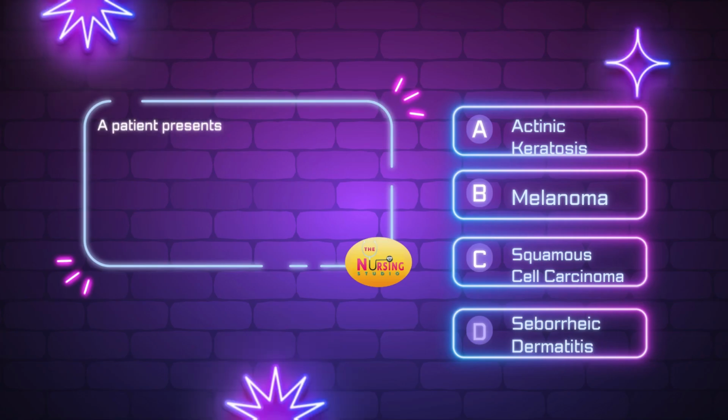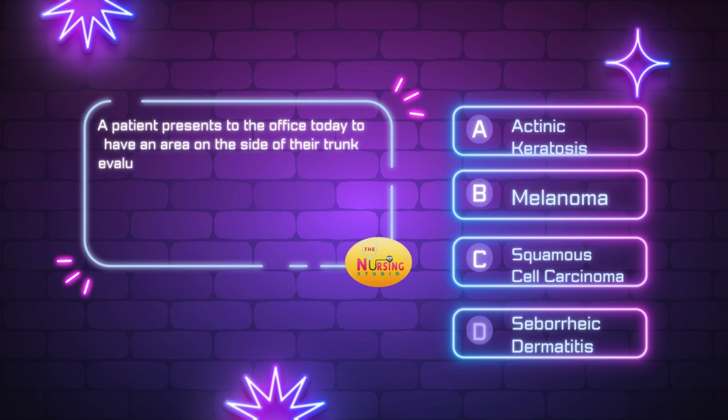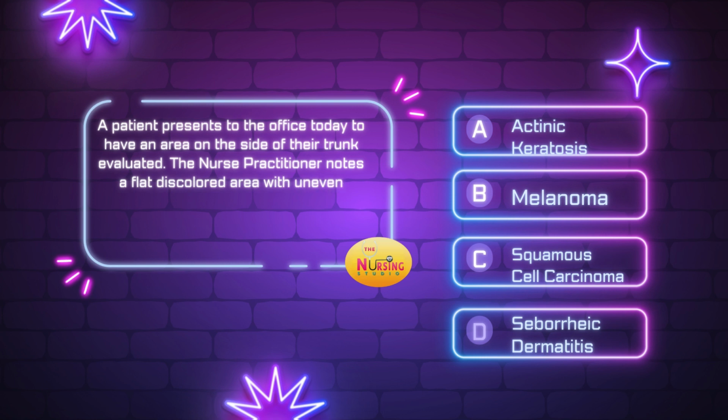All right, let's see. Question number one for today. A patient presents to the office today to have an area on the side of their trunk evaluated. The nurse practitioner notes a flat, discolored area with uneven borders. Based on these findings, what would be the best diagnosis? Is it A, actinic keratosis, B, melanoma, C, squamous cell carcinoma, or D, seborrheic dermatitis? Take a moment and tell me what you think in the comments.